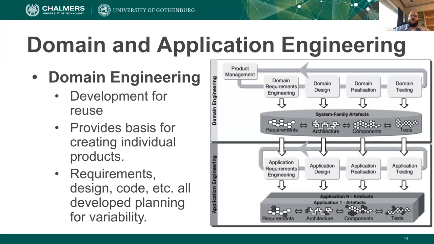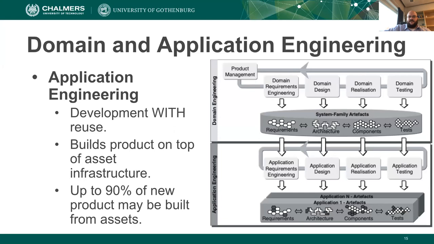Application engineering follows, and that's the development with reuse, where you take your portfolio, your infrastructure that you built during domain engineering, and you create the final products on top of that product line infrastructure. So application engineering is strongly driven by the product line infrastructure, which usually contains most of the functionality already, right? So by the time we go to build a concrete application, a lot of what we've already done during the domain engineering process is ready to go and ready to be deployed in a new product.